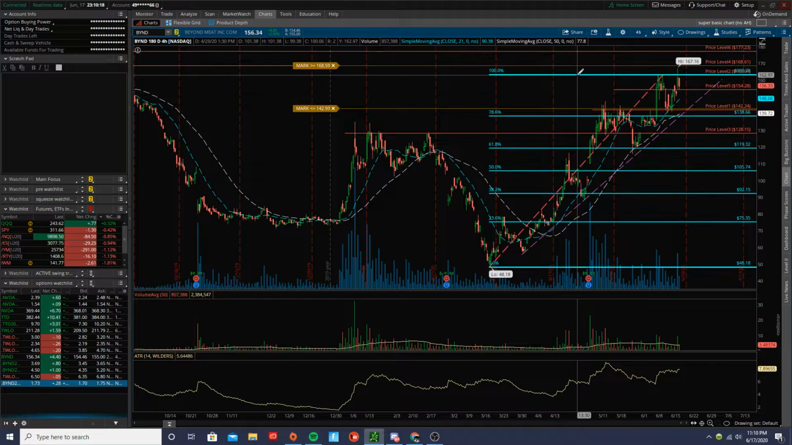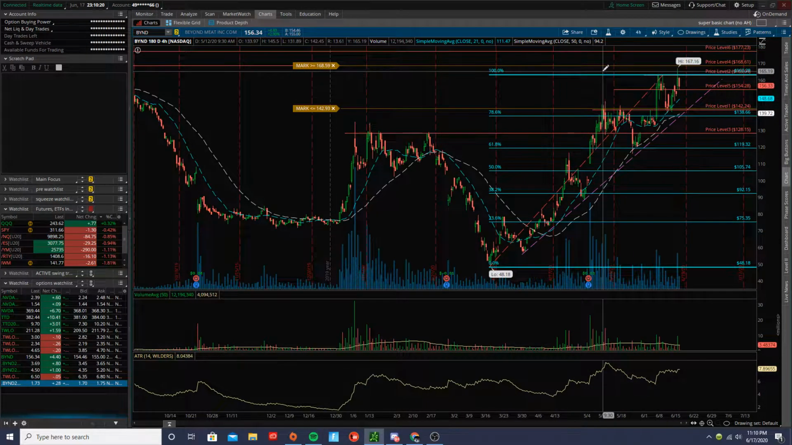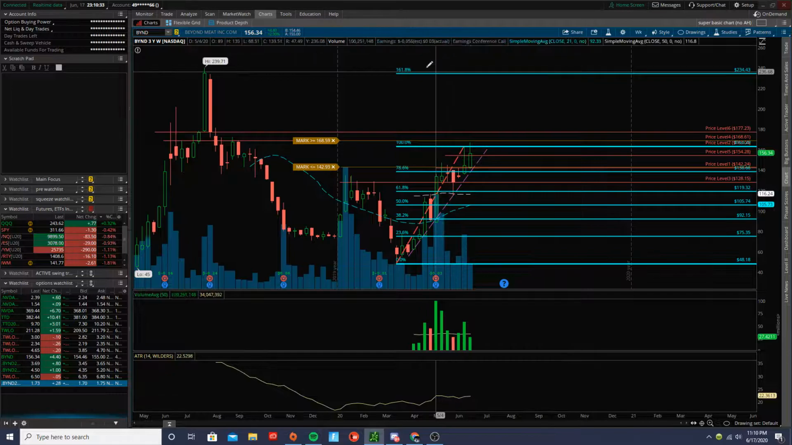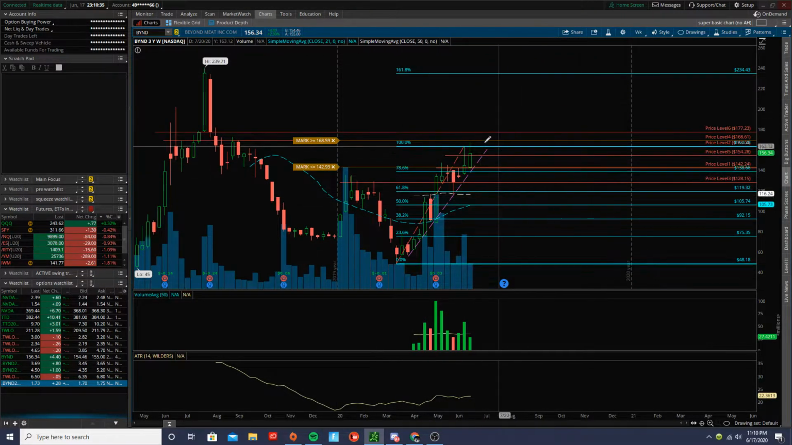On BYND, I'm looking for a break of this 170 level, 168, 170 level right here. This is really strong resistance. If you go on a weekly chart, you can see very strong resistance. And honestly, once we break this, I think we're off to test all-time highs. I'm fairly confident we will. Obviously, that will take a long time.